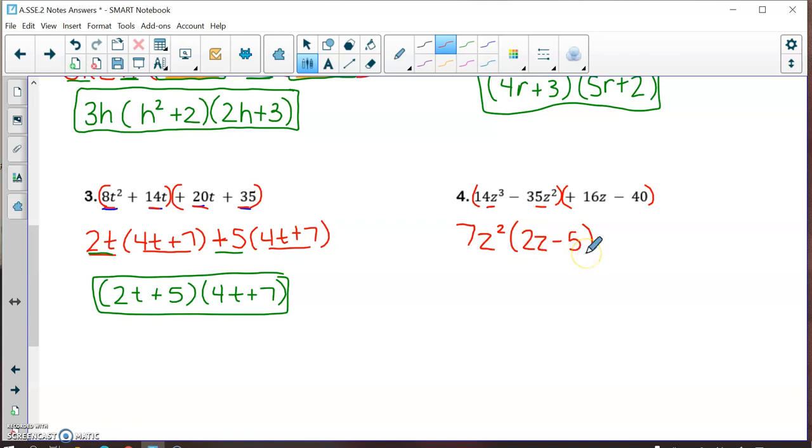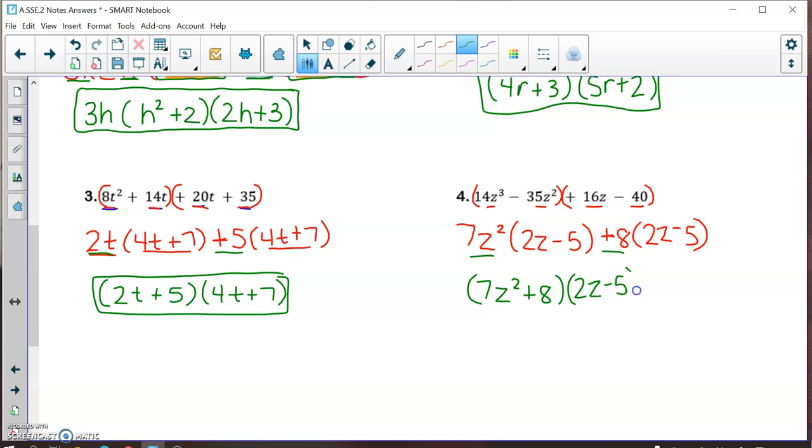I need to take an operation out of my next 2, which would be a plus sign, because again, we want the parentheses to match exactly. And my greatest common factor would be an 8 out of those 2, and I'd be left with a 2z minus 5. So one of your binomials is the stuff outside of your parentheses, which is a 7z squared plus an 8. And your other binomial is just one set of your parentheses.